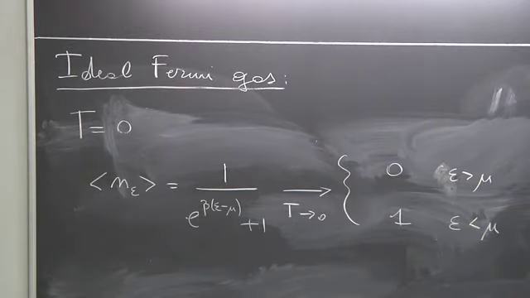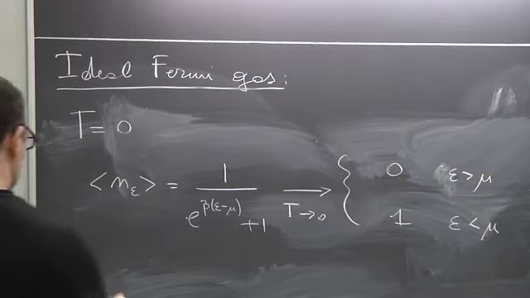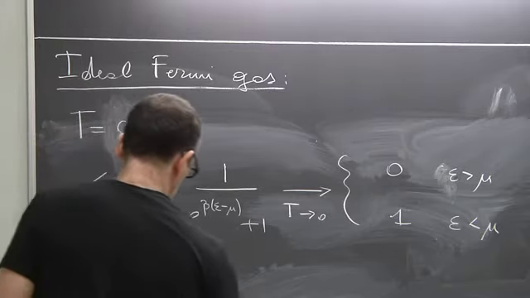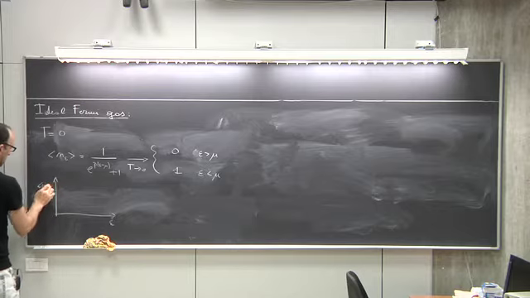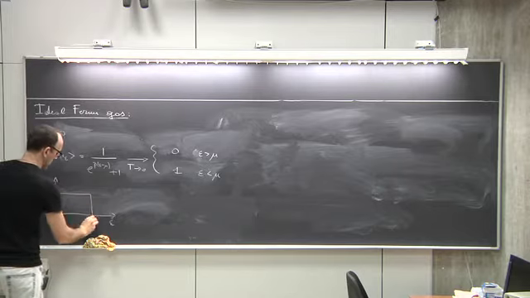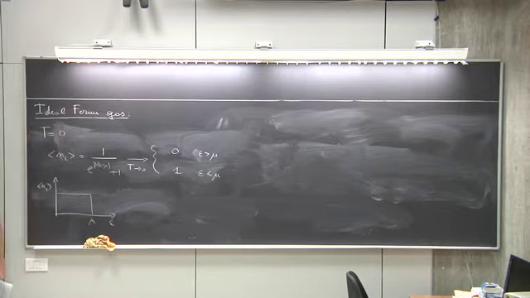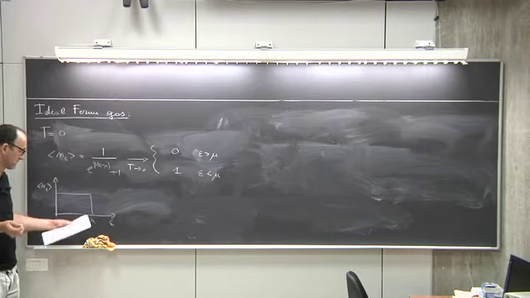Okay, so you see the occupation number becomes a step function. So this occupation number, as a function of the energy of the level, is a simple step function at mu. It means that all the states with energy less than mu are occupied, and all the states with energy larger than mu are empty. And all the states with energy less than mu are occupied by just one particle.